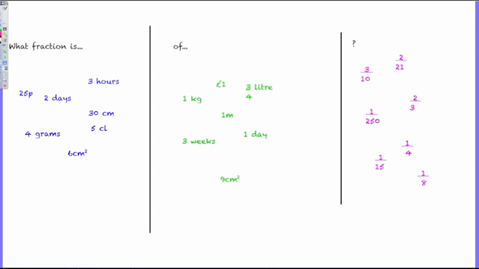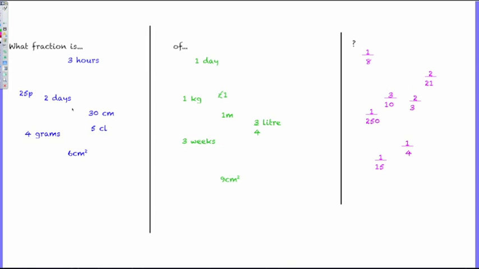Okay, for this next question, you're going to match up one value from each of the groups. So from the first column, from the blue group, we've got what fraction is, I'm going to choose 3 hours. So what fraction is 3 hours of 1 day? We're going to have 3 hours out of, in 1 day there are 24 hours. Okay, so we get 3 over 24, which is the same as 1 over 8. So it's going to be 1/8.